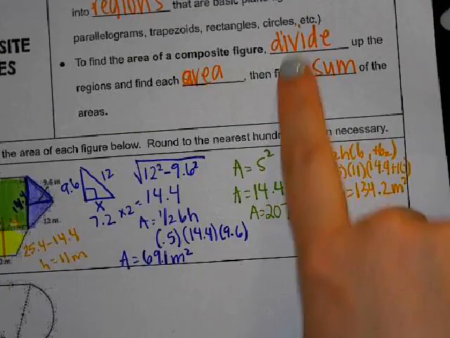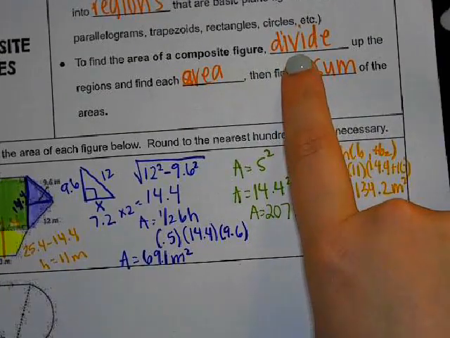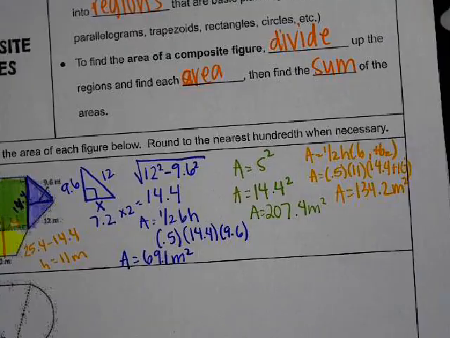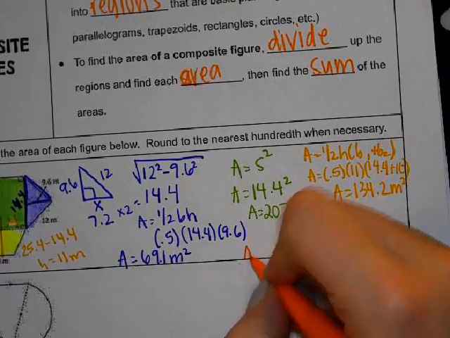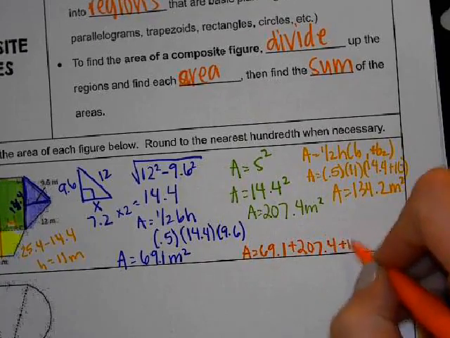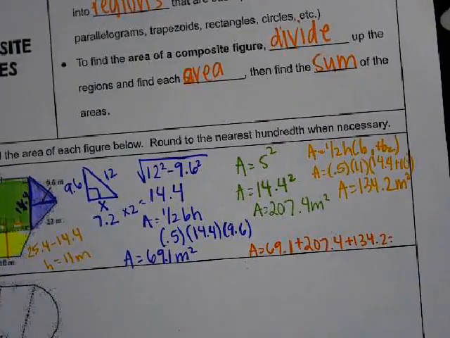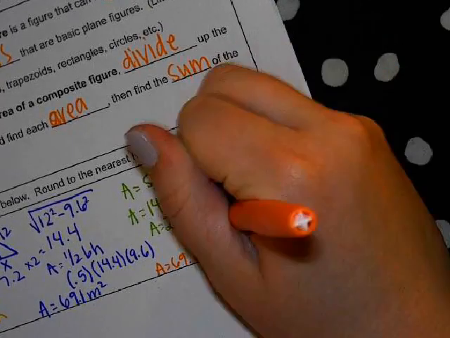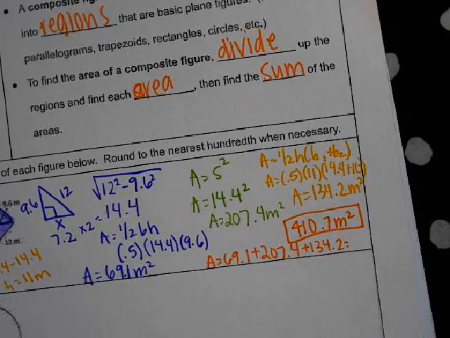So I've divided up my composite figure into 3 different shapes. I found the area of each different shape. Sorry about that, there was an announcement. And now I just have to find the sum. So I'm going to add all 3 of these numbers together: 69.1 plus 207.4 plus 134.2. When I do that, that should give me a composite area of 410 meters squared. Remember, area always has squared units.